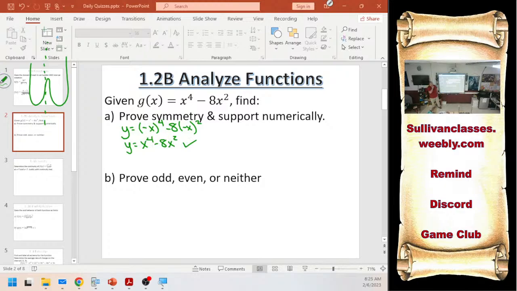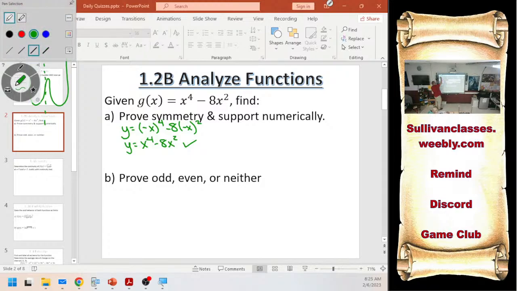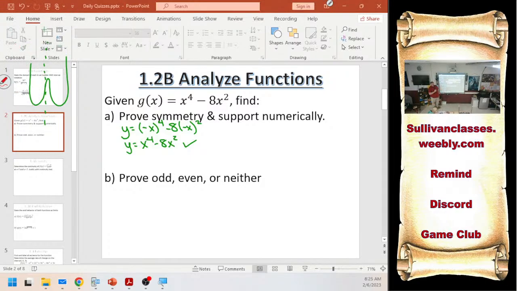If I want to support that numerically, then first I've got to find a point that's actually on the graph. So whether you trace, went to your table of values, or just plug something in, I shove a 1 in there. 1 minus 8 is negative 7. I think (1, negative 7) is on my graph. So first I show that: negative 7 is 1 to the 4th minus 8 times 1 squared, negative 7 is negative 7. Okay, I've shown that this is on my graph.